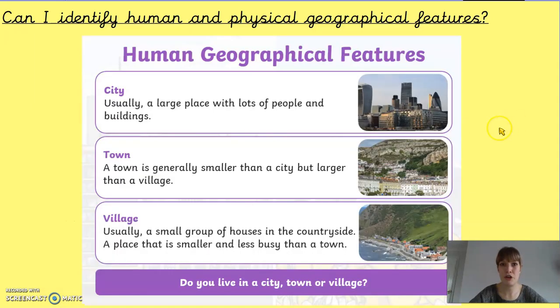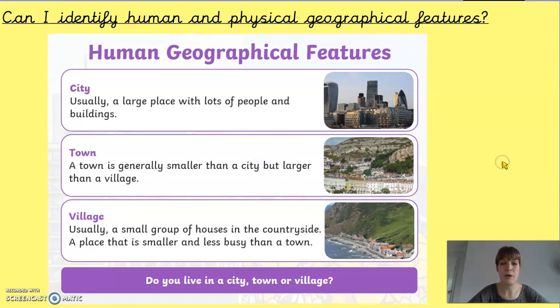So let's go through some human geographical features. We've got cities. Cities are built by humans. I wonder if you could recognise what city the picture is. Well done if you said it was London. It is London. These places are largely populated by lots of people and buildings, and it's all man-made. A man-made human feature.